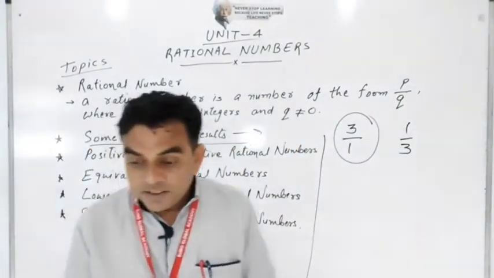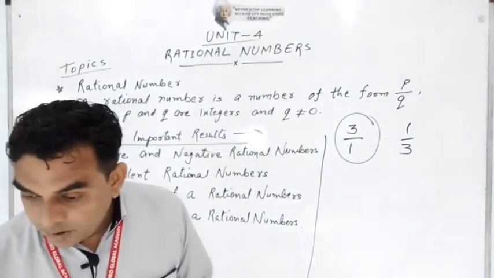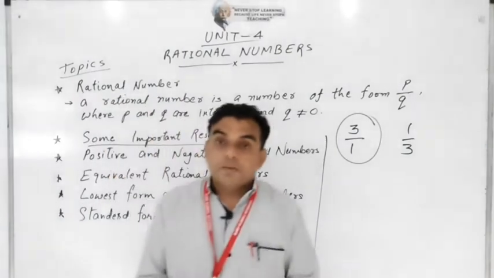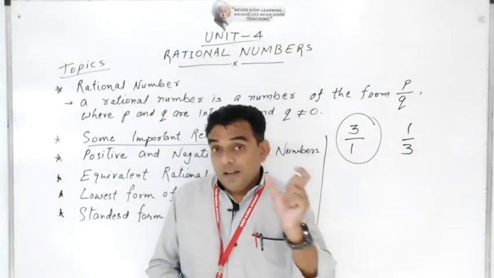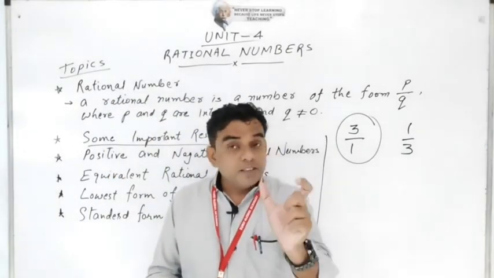Okay, students. Then the second one is that 0 is a rational number, because you can divide 0 by a non-zero number. 0 is a rational number, students. Like this.